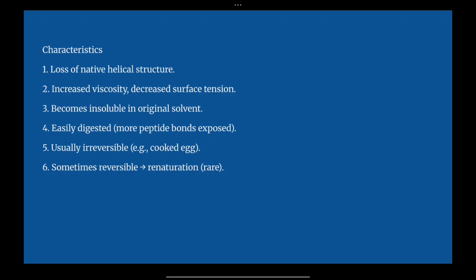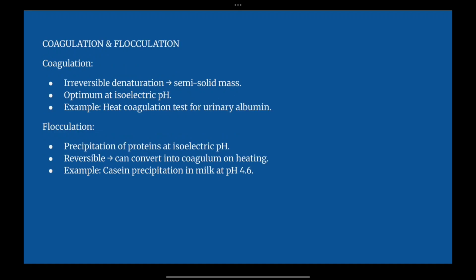It is very rare. And coagulation and flocculation is another property of a protein wherein the reversible and irreversible processes are observed. In case of irreversible denaturation, coagulation leads to a semi-solid mass that is formed at an optimum isoelectric pH. That is, at a certain pH, the coagulation happens and a semi-solid mass is formed.